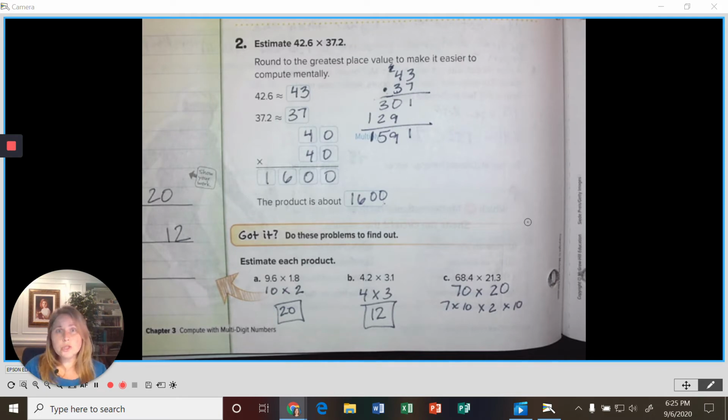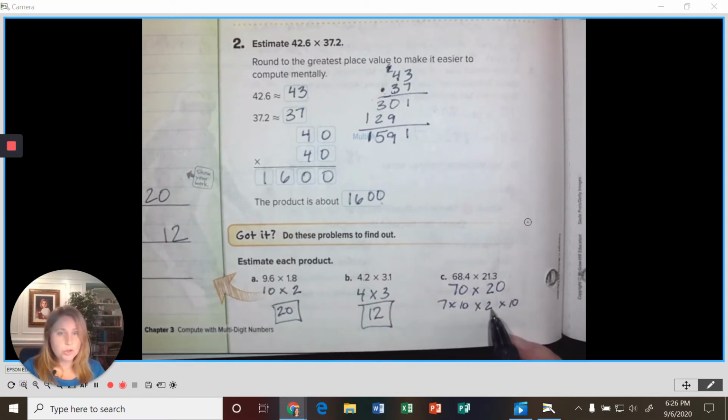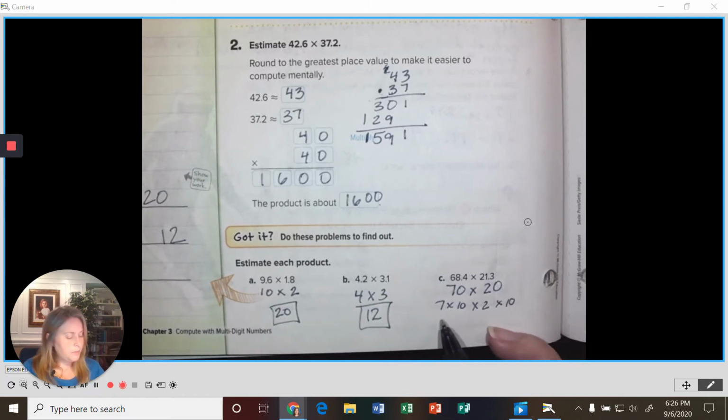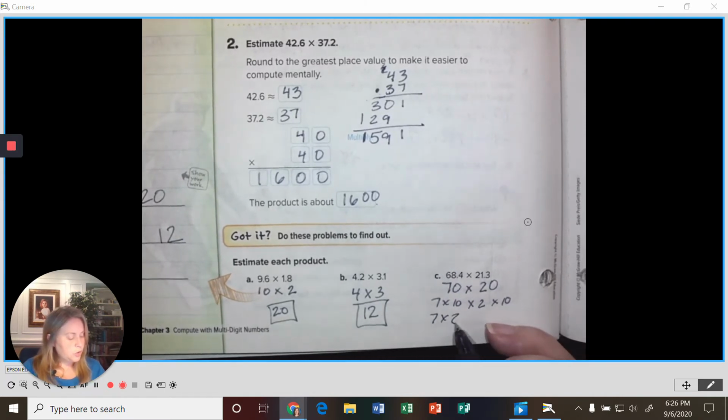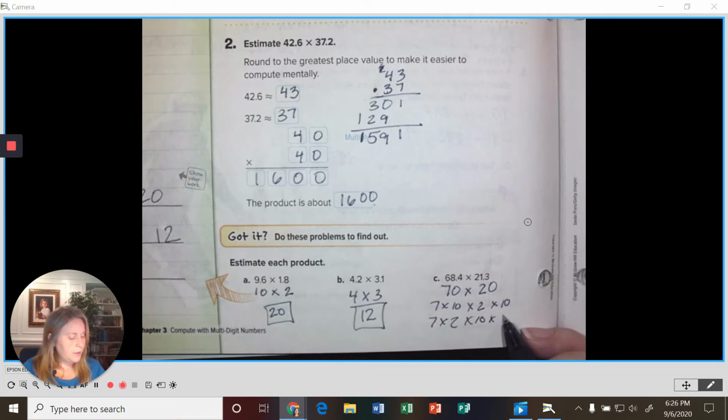2 times 6 is 12, and 6 times 2 is 12. So both of those numbers have a product of 12. It doesn't matter which one goes first. Okay, so the commutative property lets me do these in any order that I want. So I can think of them as 7 times 2 times 10 times 10.